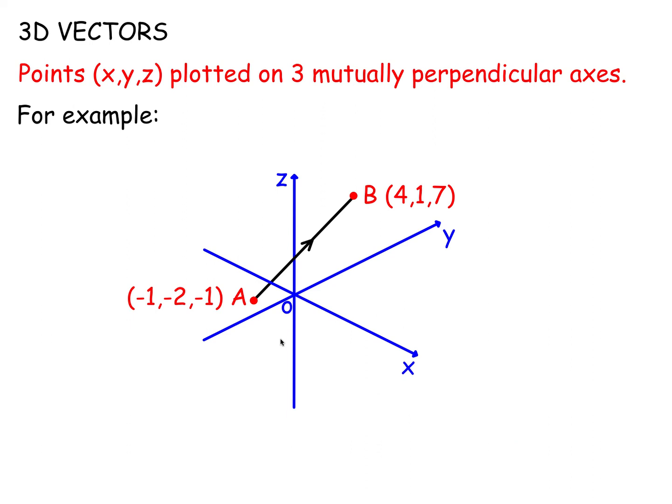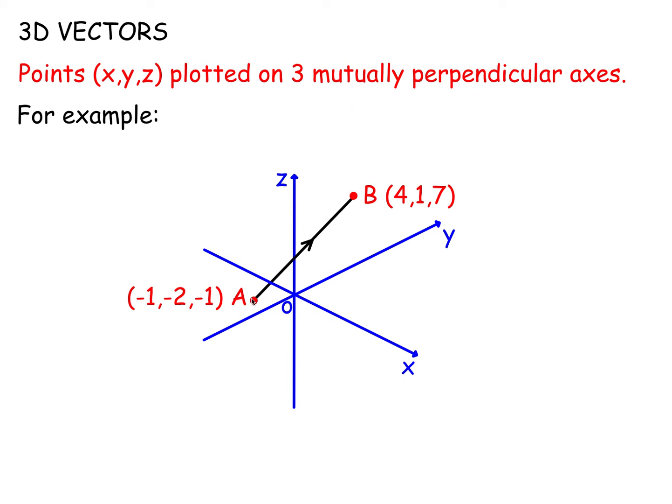So, for directed line segment AB, how do I get from A to B? If I look at the x-coordinate, it's negative 1 and has to become 4, so the x-coordinate has to gain 5. The y-coordinate goes from negative 2 to 1, so it has to gain 3. And the z-coordinate is negative 1 and becomes 7, so it has to gain 8.